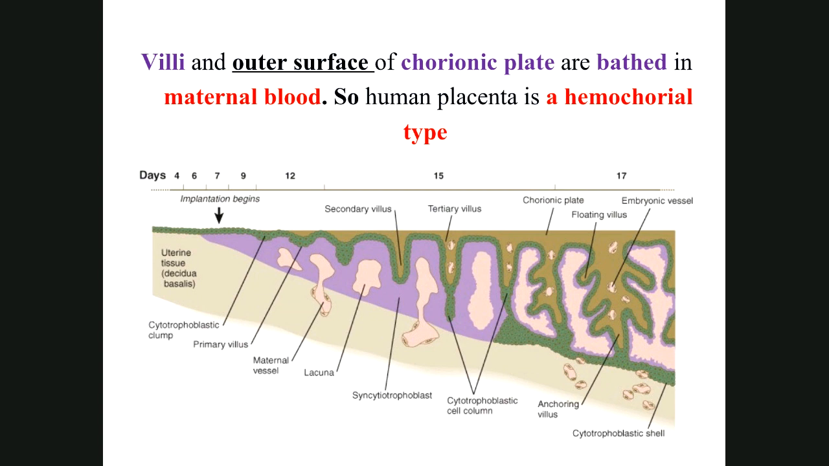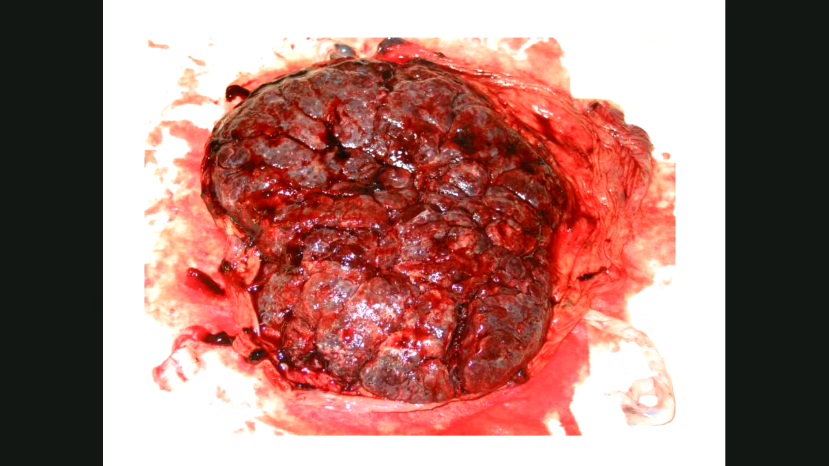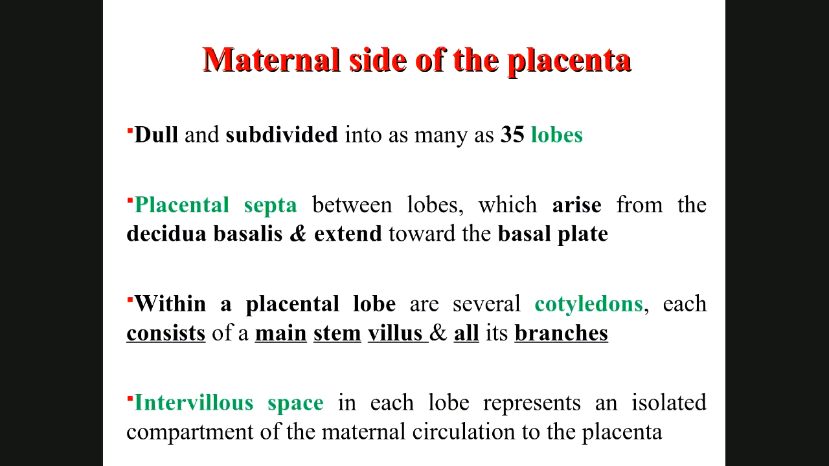These are the cytotrophoblastic shell columns, and they further form the septa, which give rise to those lobules, which are now called cotyledons. They lie between the lobes, arise from the decidua basalis, and extend towards the basal plate. So several cotyledons, each consisting of a main stem villus and all its branches.